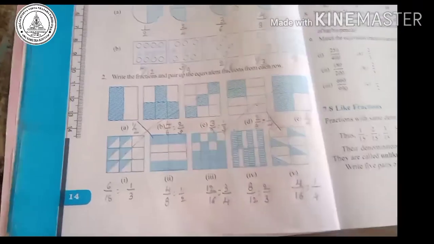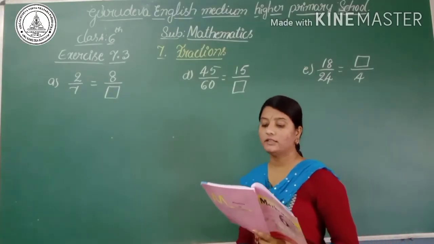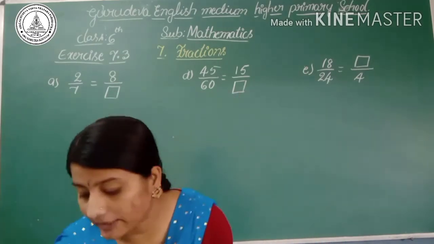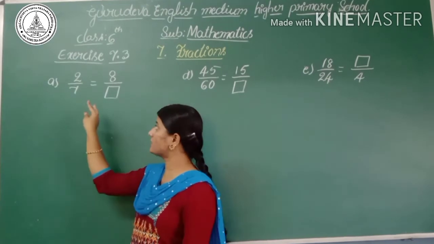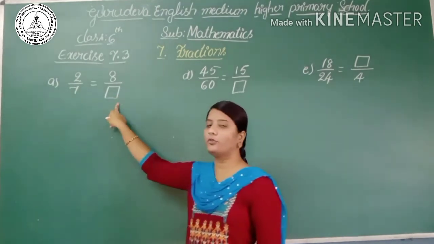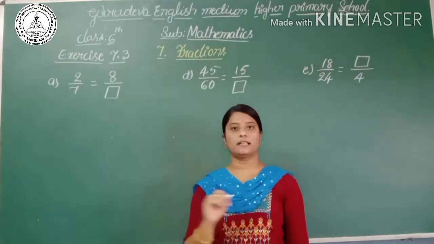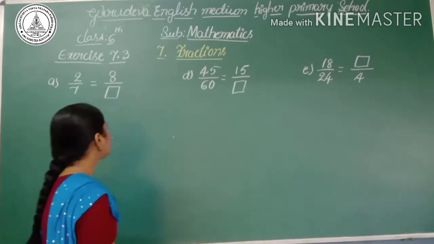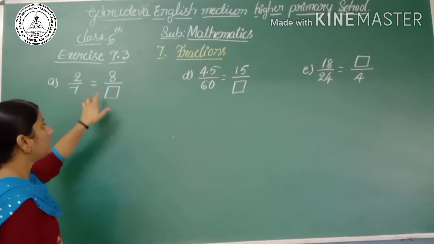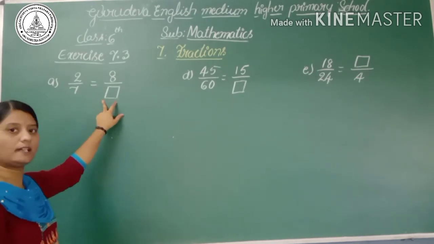The third one is: replace the box in each of the following by the correct number. Here they are given two fractions that are equivalent to each other, and in the denominator one is given as a box. We have to remove the box and write the correct number. See here, the first question is 2 by 7 is equivalent to 8 by box. So in that box we have to fill the correct number.